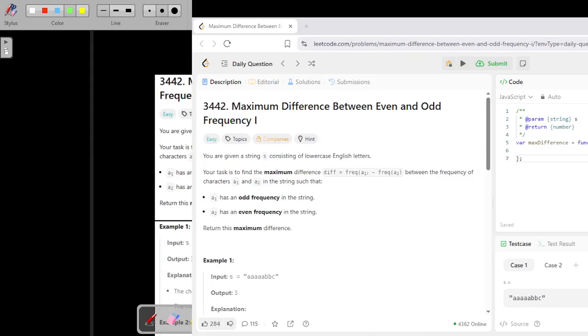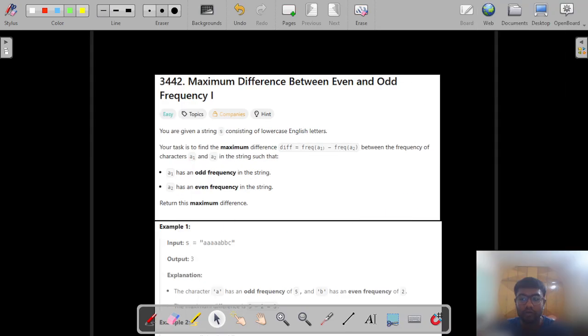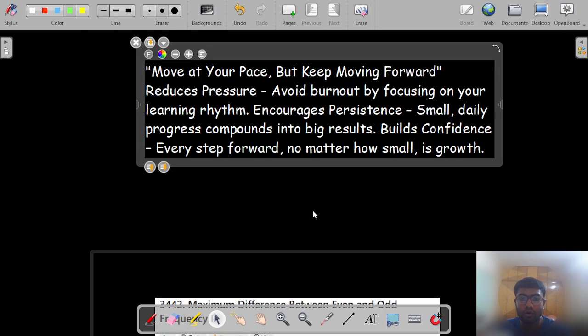Before starting this problem, let us look at a motivational quote for today. Move at your pace, but keep moving forward. So, it is always important to never compare others, and we should always focus on our goals and the things that we do every day.